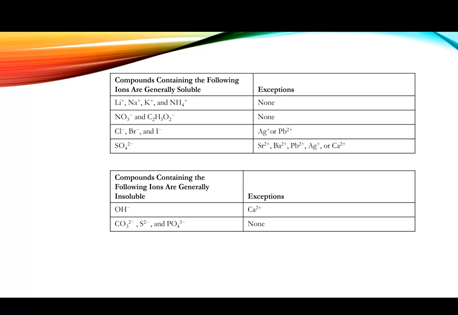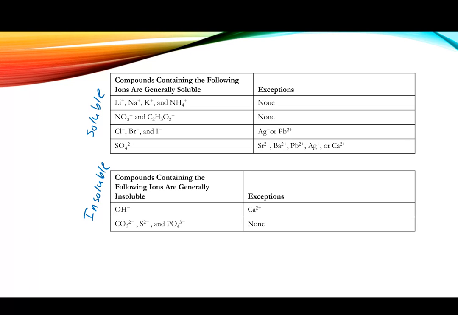So this top box here are soluble things, and then the bottom is insoluble things. For the first 2 rows there, lithium, sodium, potassium, ammonium, nitrate, and acetate, there are no exceptions. Those are always soluble. Chlorides, bromides, iodides are almost always soluble, with 2 exceptions, silver or lead-2. And then sulfate has quite a few exceptions.